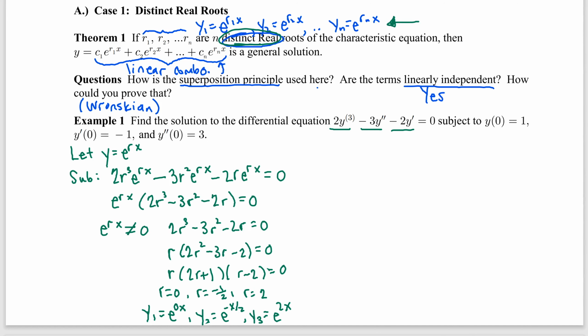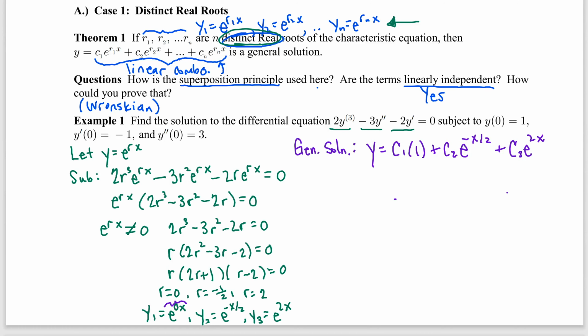Since they are linearly independent, we can also apply the principle of superposition here to express the general solution to this degree 3 or third order differential equation. So the general solution will be y equals c sub 1 times y sub 1. Notice y sub 1 is simply e to the 0x, or 1, plus c sub 2 y sub 2. Y sub 2 is e to the negative x over 2, plus c sub 3 times e to the 2x. So our third order linear differential equation with constant coefficients has 3 linearly independent terms in its general solution.